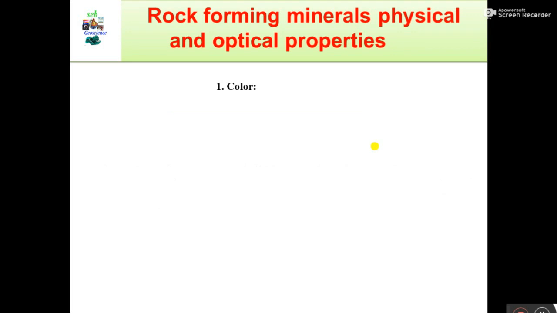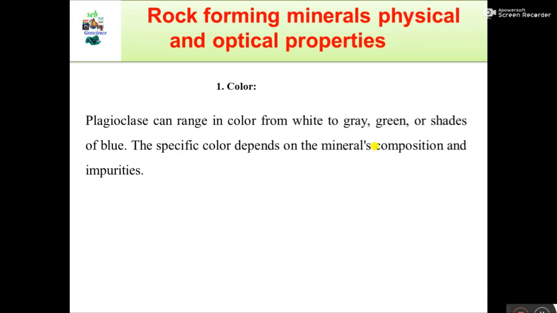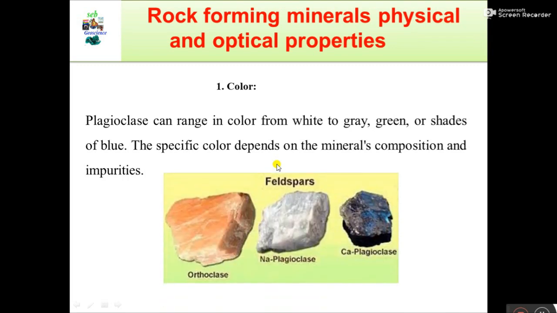The first one, color. Plagioclase can range in color from white to gray, green, or shades of blue. The specific color depends on mineral composition and impurity. So the color of plagioclase is most of the time white to gray due to impurity. During magma fractionation, there is impurity from the country rock. Due to that, the color of plagioclase varies because of the impurity present during the magma fractionation.